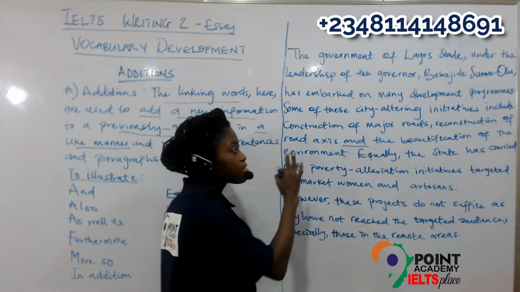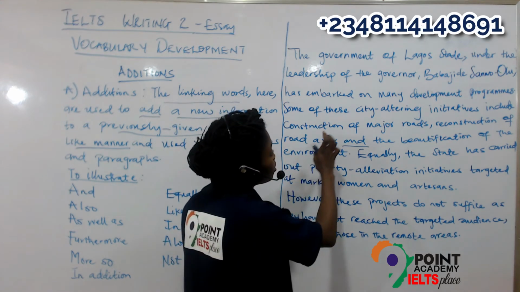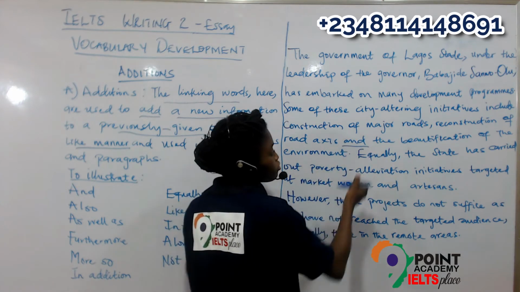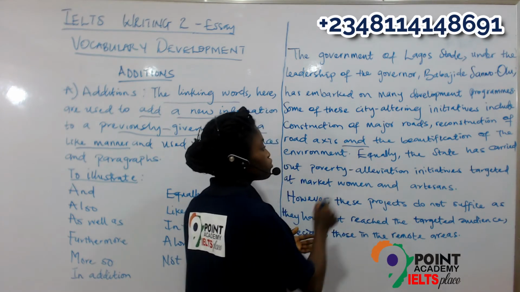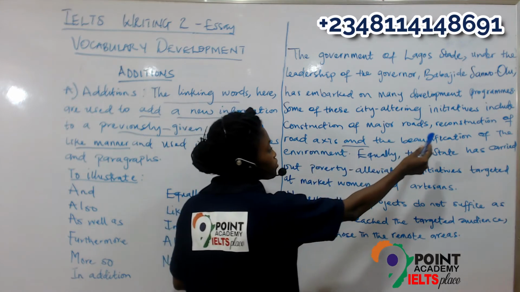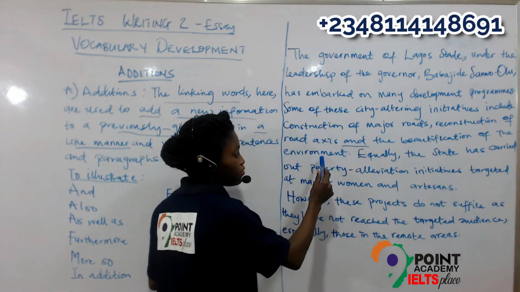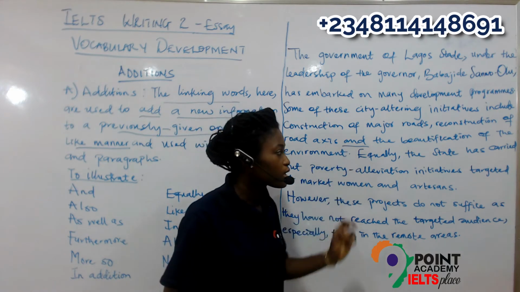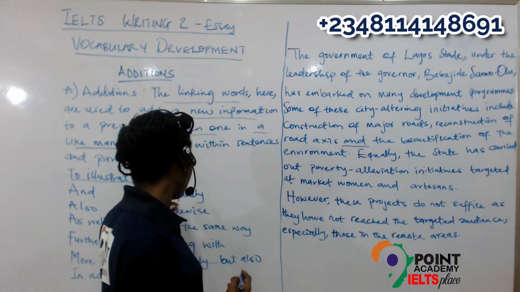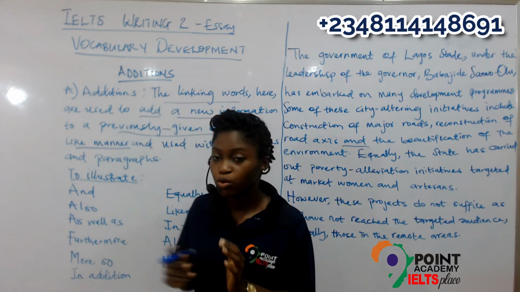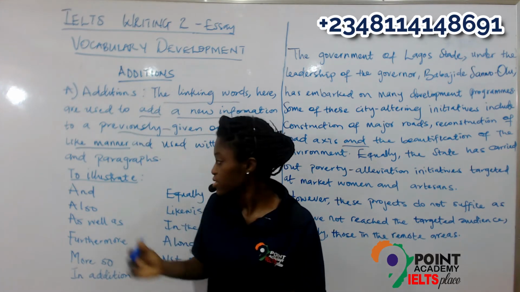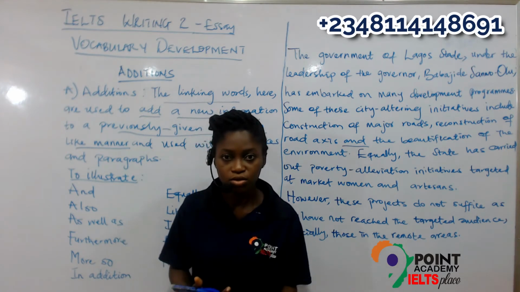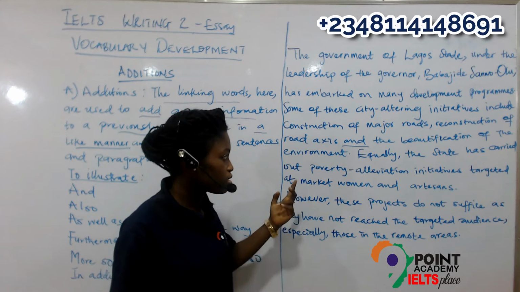That is, there are three different initiatives that were highlighted: construction of major roads, reconstruction of road axes, and the beautification of the environment. Now, the use of "and" here can easily be replaced with others, the ones you can use within sentences. You could use "as well as" to replace "and".